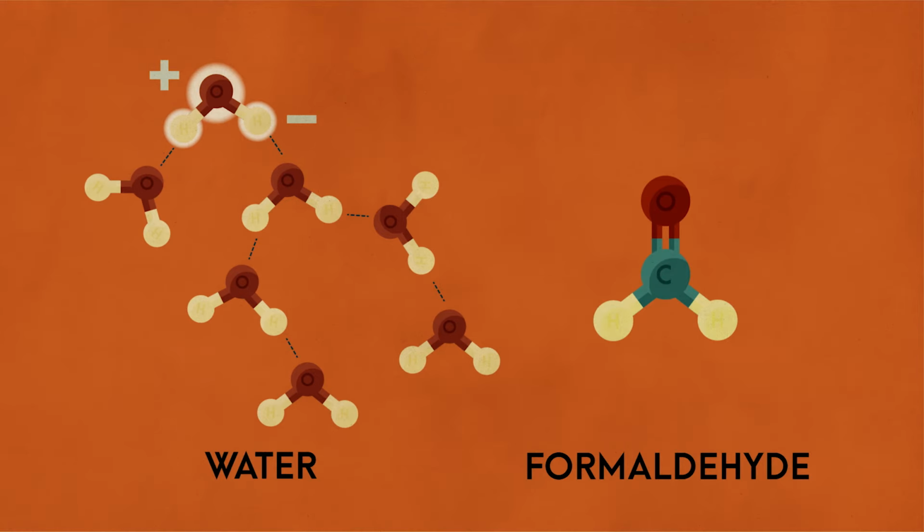Even though formaldehyde is also a dipole involving hydrogen and oxygen, you've got a carbon atom stuck in the middle. This keeps the oxygen from hogging the electrons so much, and the polarity is less strong. Consequently, the dipole-dipole interaction between two formaldehyde molecules isn't as strong as the hydrogen bond between two water molecules, so they're easier to break apart.